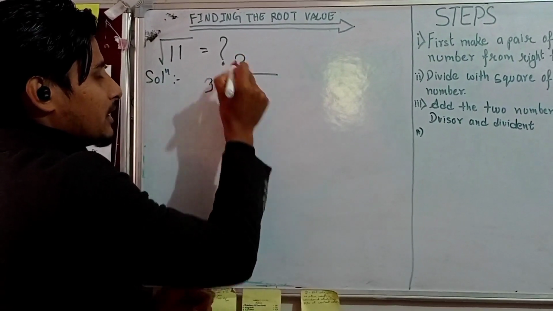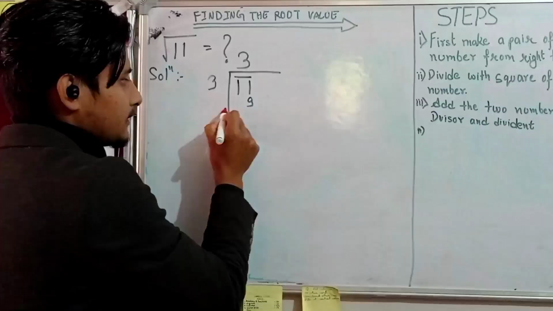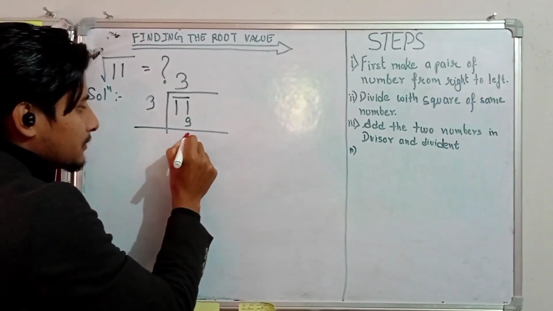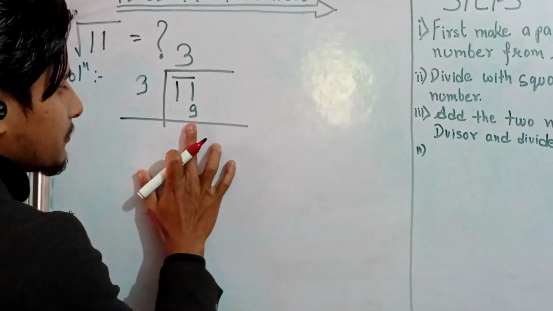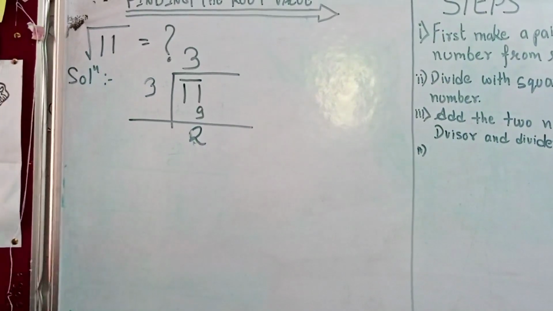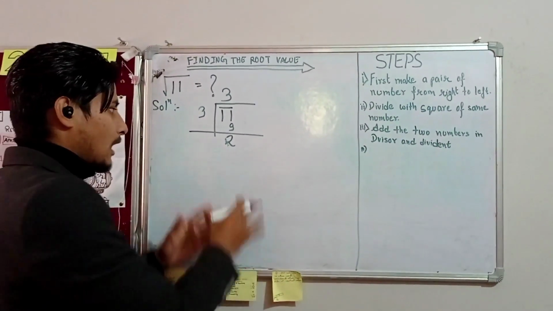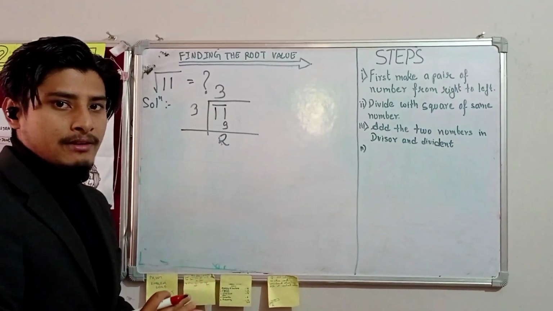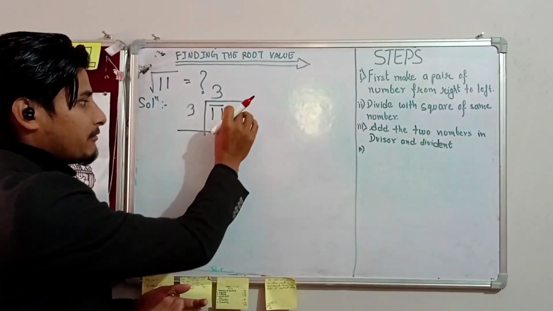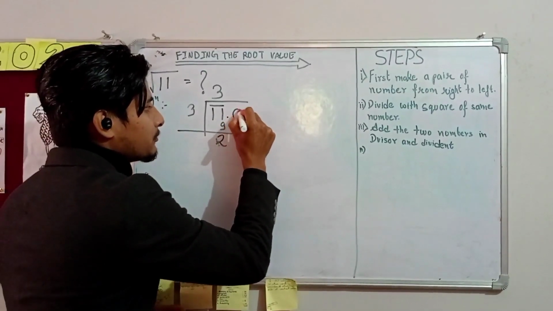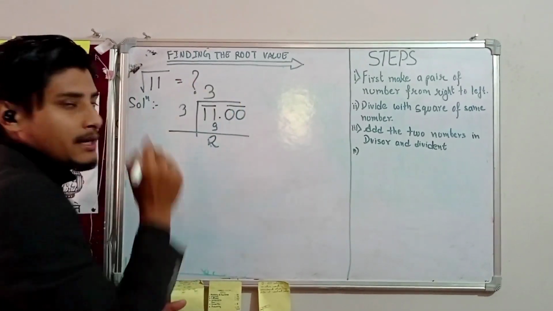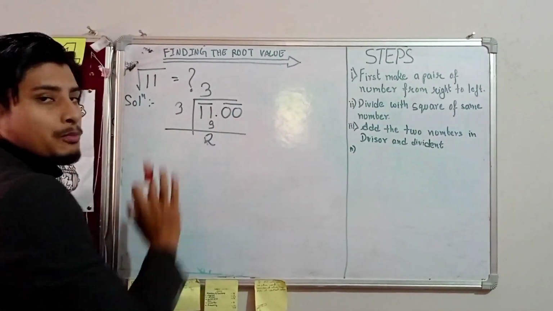So 3 multiplied by 3 will be 9. So 11 minus 9 will be 2. Okay, fine. Now we see that we don't have any number after 11, so we'll put a point. After putting the point, we'll give 2 pairs of 0. We have 0 after the point, so we'll take the 2 pair from right to left. So this is my 2 pair.